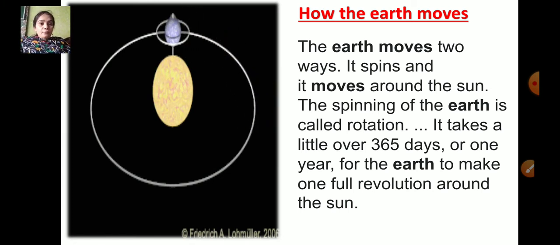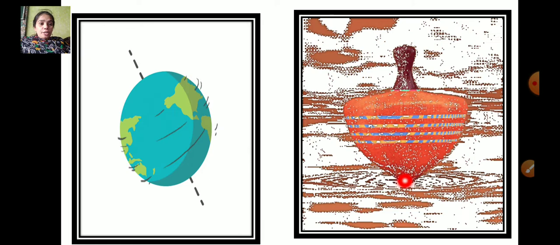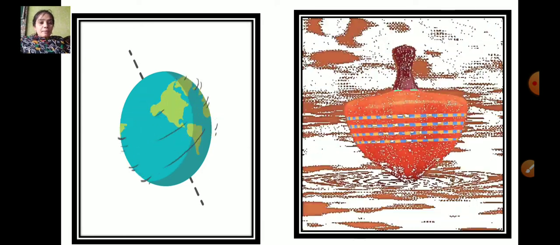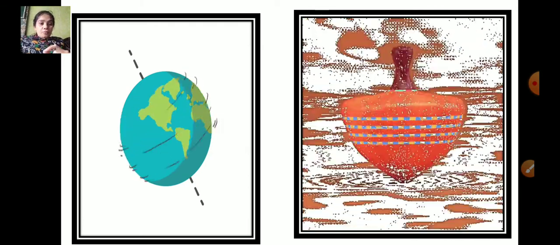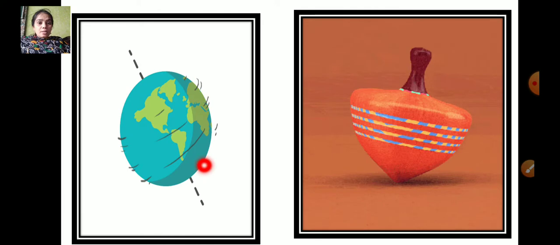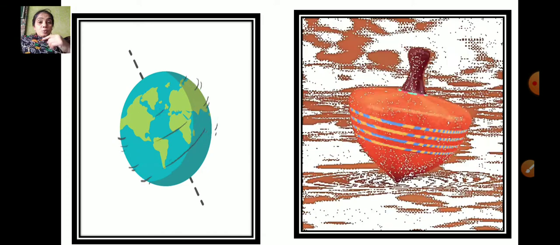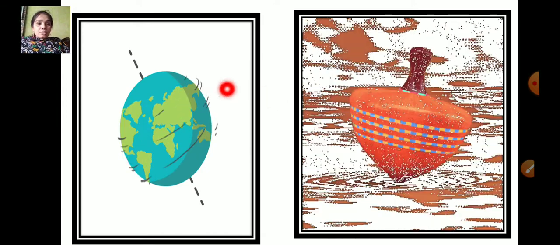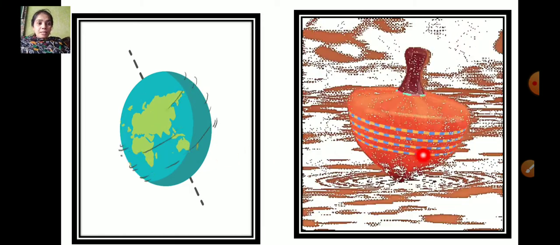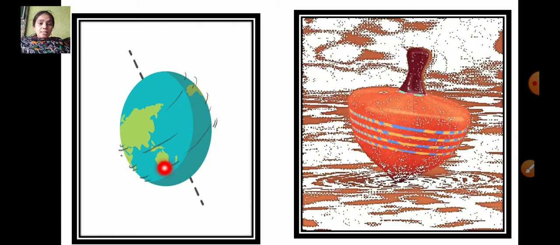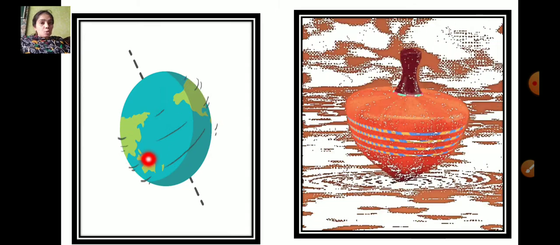So have you seen the toy top, how it is spinning? So the spinning movement of the earth is called the rotation. This is how the earth spins, like a top. The top spins, right? This is the toy top, it is spinning, and the earth is also spinning in the same way. So the spinning movement of the earth is called the rotation.